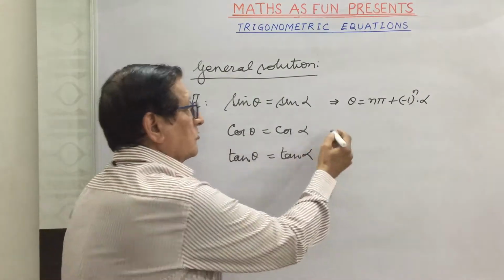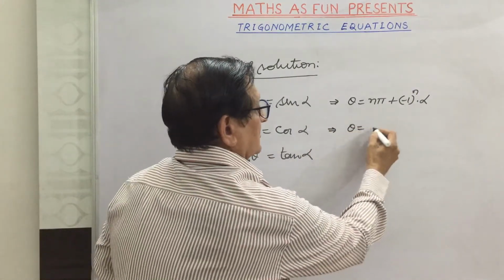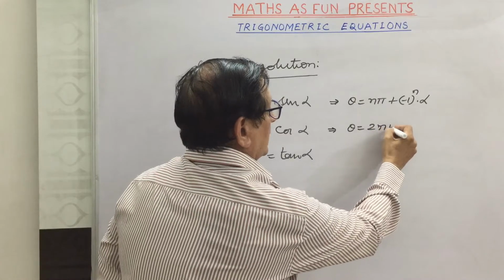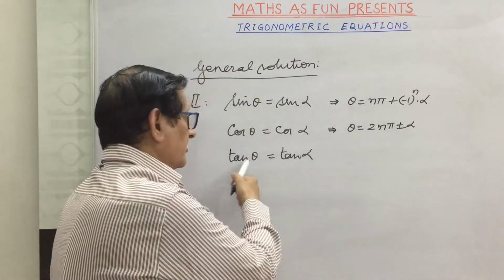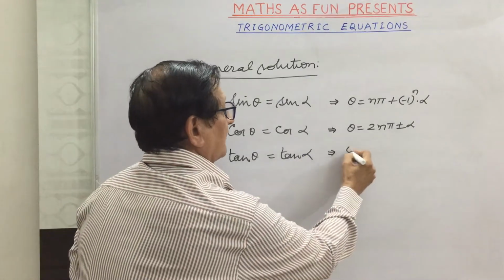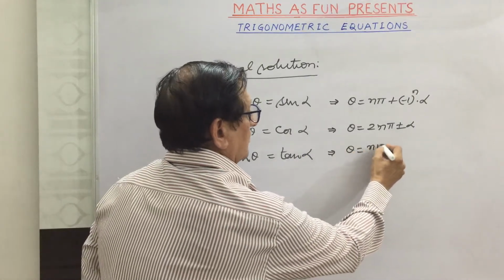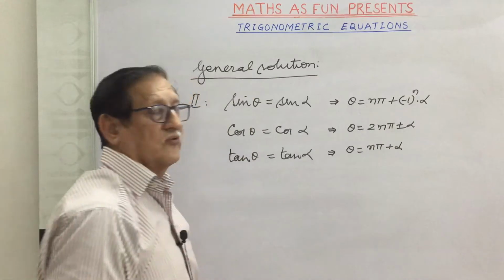For cos theta equal to cos alpha, we can write theta equal to 2n pi plus minus alpha. And for tan theta equal to tan alpha, we can write theta equal to n pi plus alpha.